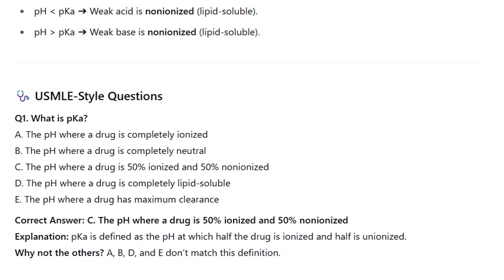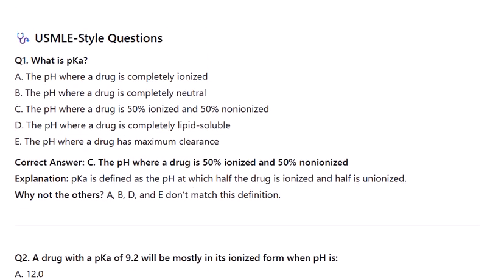Q1. What is pKa? A. The pH where a drug is completely ionized. B. The pH where a drug is completely neutral. C. The pH where a drug is 50% ionized and 50% non-ionized. D. The pH where a drug is completely lipid soluble. E. The pH where a drug has maximum clearance.